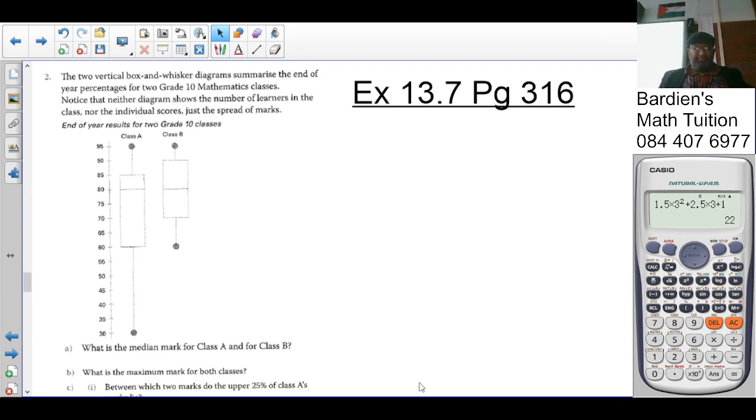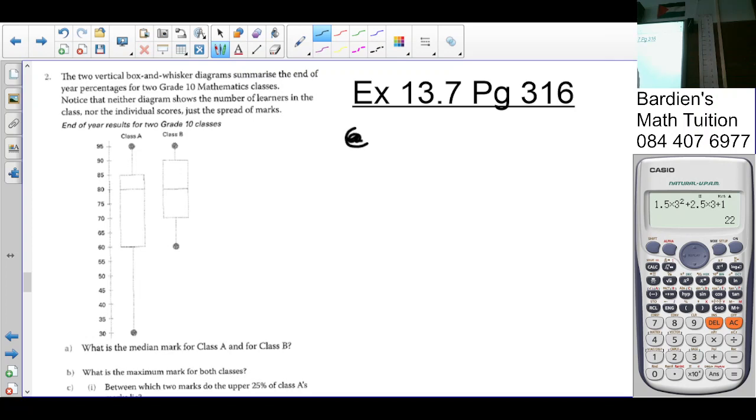So at this point we'll be looking at example number 2 out of exercise 3.7. We are told the 2 vertical box and whisker diagrams summarize the end of the year percentage for 2 grade 10 mathematics classes. Notice that neither the diagram shown on the number line shows the learners in your classes, nor the individual scores, just the spread of marks, the end of year results for 2 grade 10 classes. First question, what is the median mark for class A and class B?